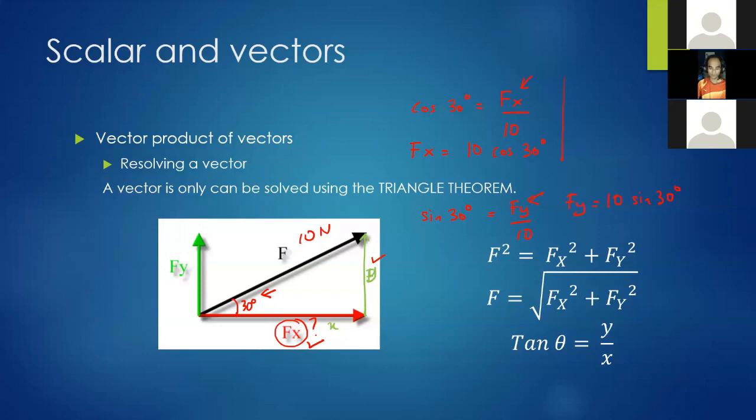So if we want to remember, it's easy. If the angle is over here, the vertical up down is F sine theta. If the angle is over here also, and you want to find the horizontal left to right, it is F cos theta.